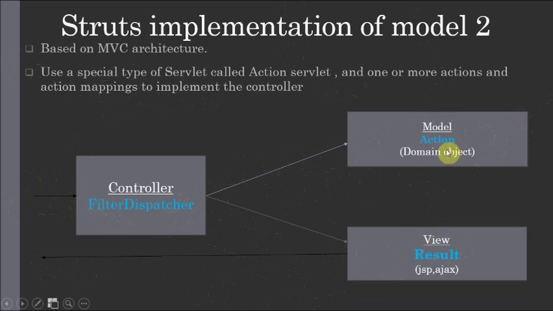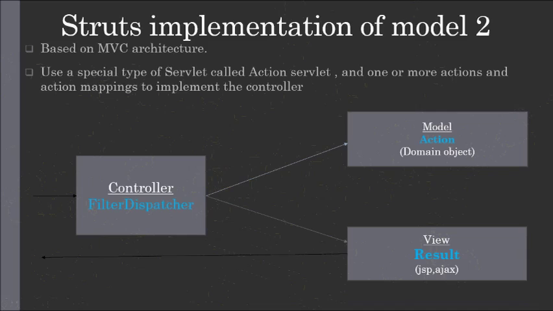So remember, the filter dispatcher behaves as a controller in Struts 2, action servlets behave as a model, and view results behave as a view, like JSP and AJAX. In the model, JDBC, JNDI and all the database parts. So I think that's a basic idea of what Struts 2 means.